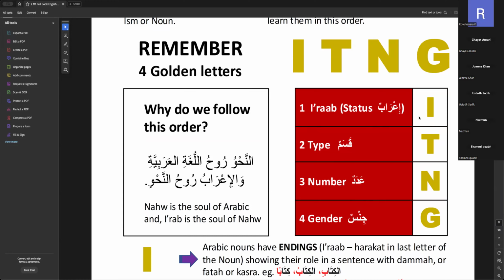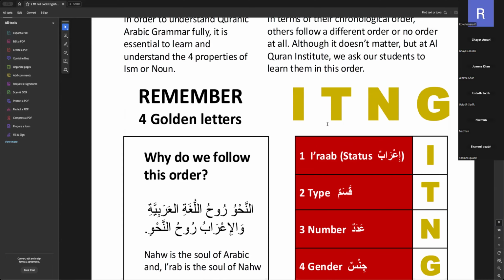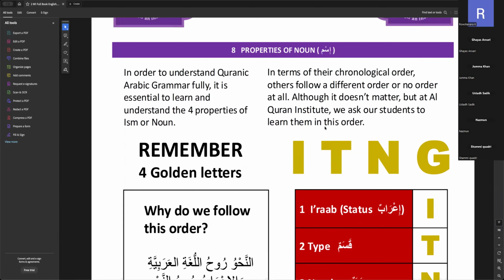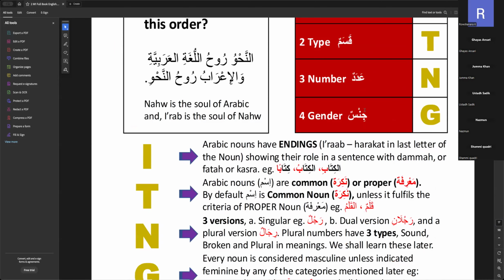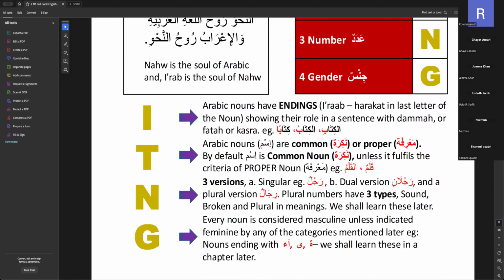And remember these 4 golden rules, because this is just the first introduction, we've got so many lessons on ITNG, to touch base and introduce what ITNG stands for. They are the 4 properties of isim. Okay, let me explain this. Arabic nouns have endings. Irab is the haraka in the last letter of the noun showing their role, a fatha, dhamma or kasra, like al-kitabi, al-kitabu, al-kitaba. So kitabi has kasra. Al-kitabu has dhamma.